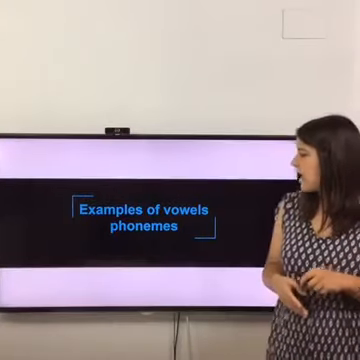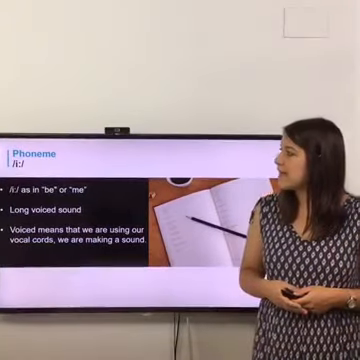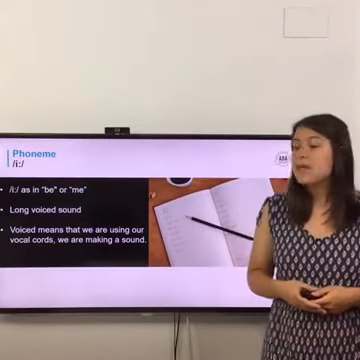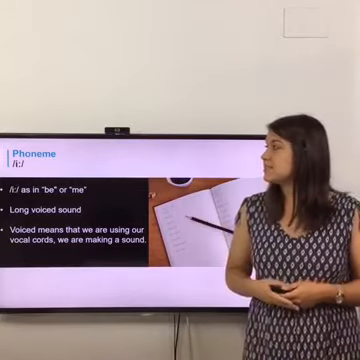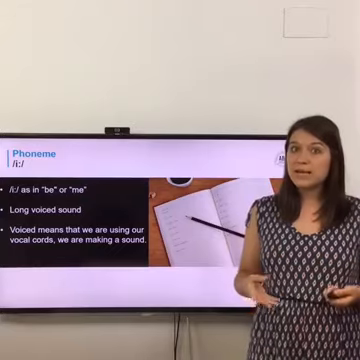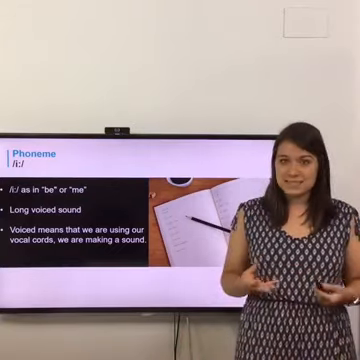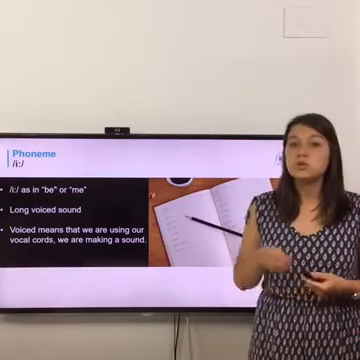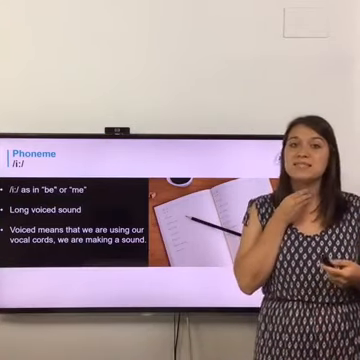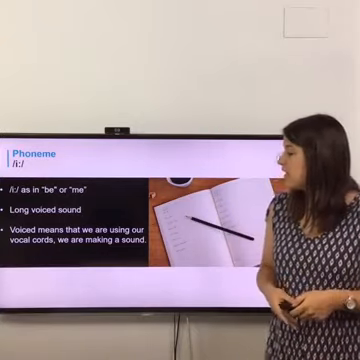Okay, so let's look at a vowel phoneme. The first one we're going to look at is E, and this is how you write it. This is the symbol for E, the E sound as in B or me. This is a long voiced sound. Voiced means that we use our vocal cords when we make the sound and we draw it out longer, okay?